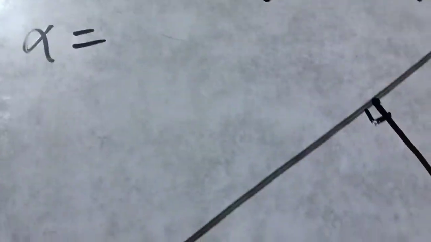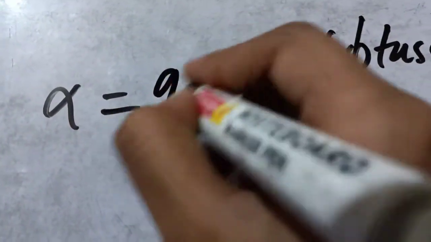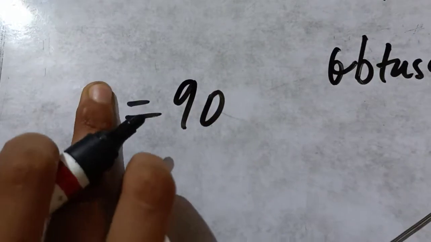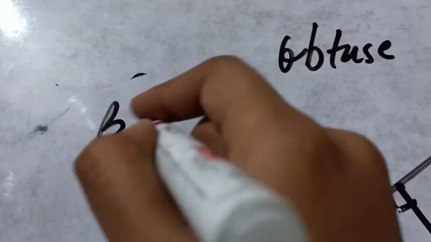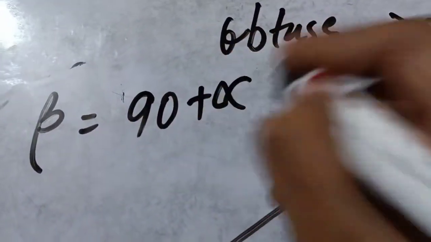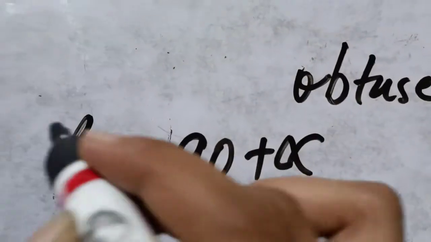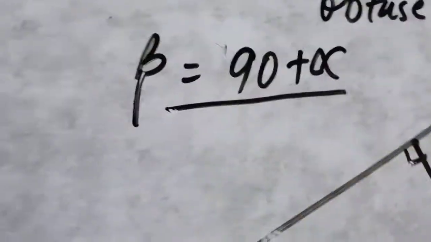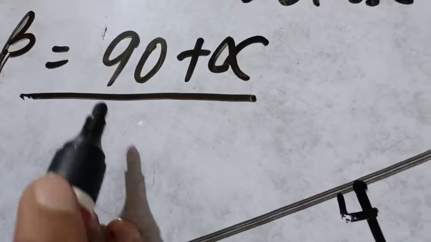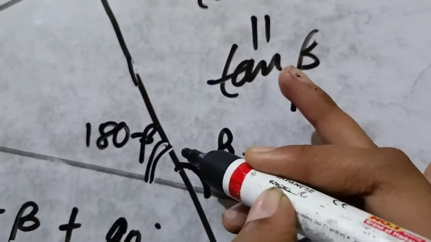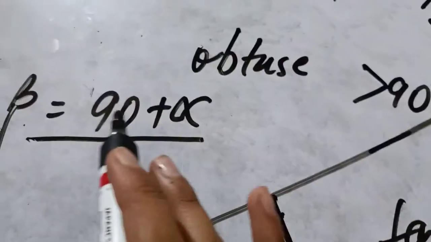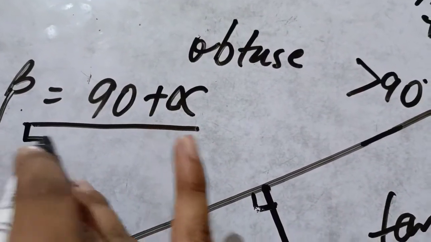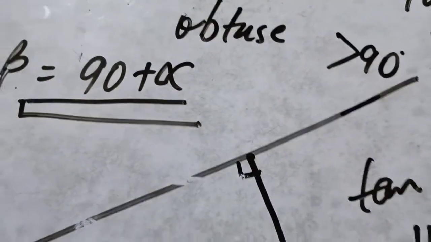This will go there. It will form as beta is equal to 90 plus alpha. As beta is equal to 90 plus alpha, now we can say that tan of this beta is equal to tan of 90 plus alpha, because here we have found that beta is equal to 90 plus alpha.